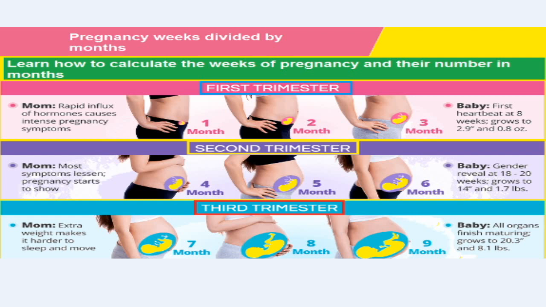Learn how to calculate the weeks of pregnancy and the number in months. The normal pregnancy period lasts approximately 40 weeks, which is equivalent to 280 days.